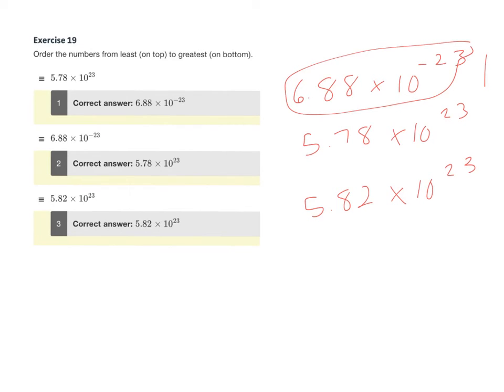Now, the next two, we have 10 to the 23rd and 10 to the 23rd. So we can just kind of get rid of that. They're the same. And so the smaller of the two, $5.78 or $5.82? Well, it's going to be $5.78. So our smallest, medium, and then our largest one is going to be the third one.